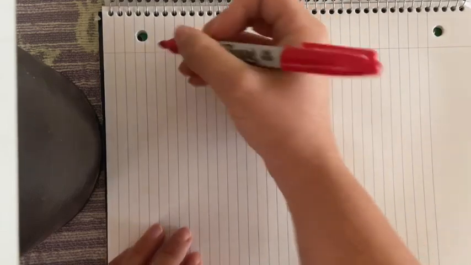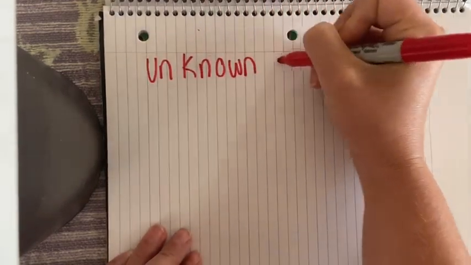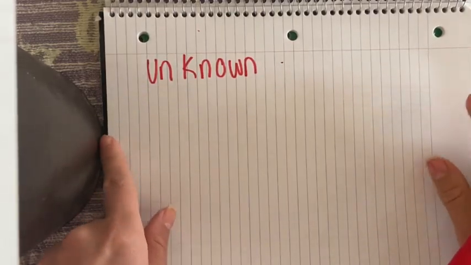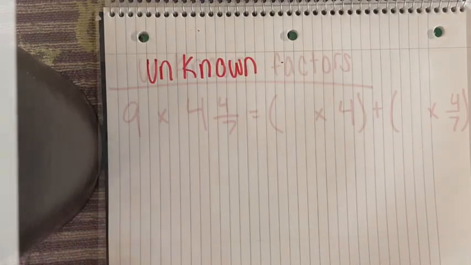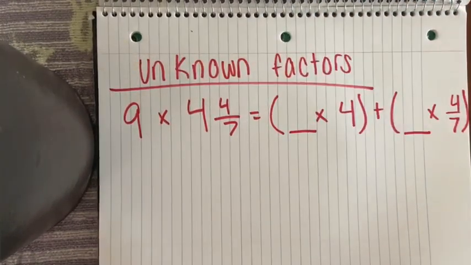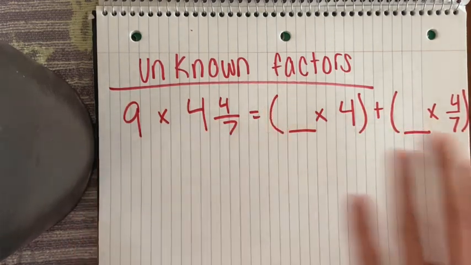In this first question, we are going to find the unknown factors. So essentially we are going to be given a blank distributive property sentence, and we want to fill in those blanks. In finding these unknown factors, you can always pause this video to write this distributive property down.